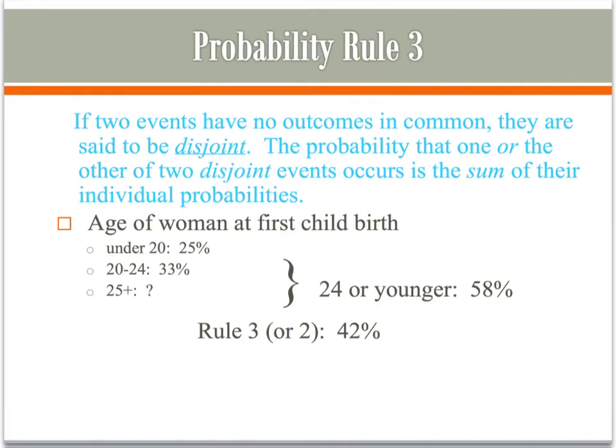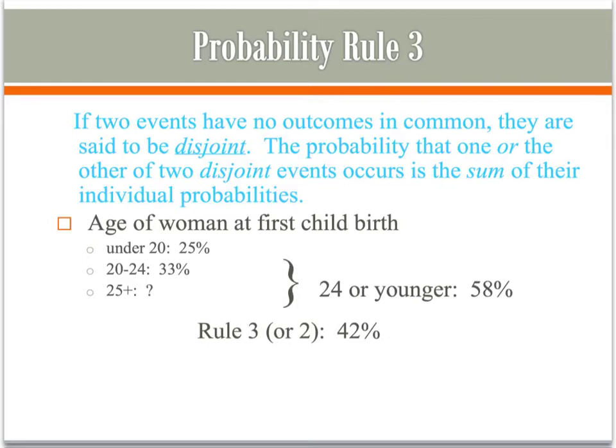Probability rule number 3 tells us that if two events have no outcomes in common, they are disjoint. And if they're disjoint, then the probability of one or the other happening is the sum of their individual probabilities.